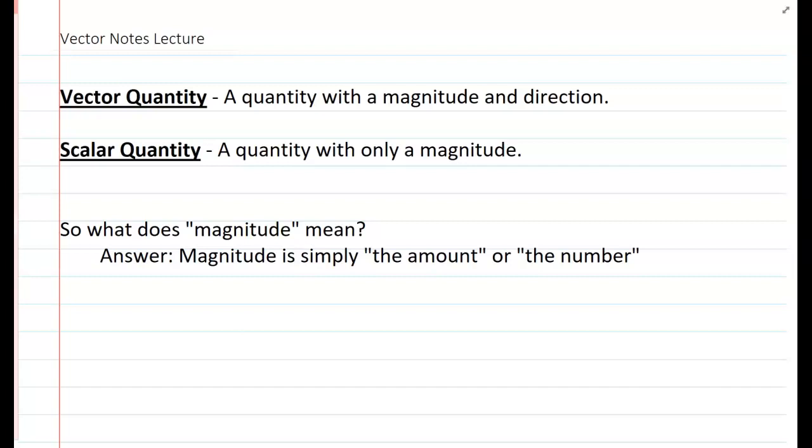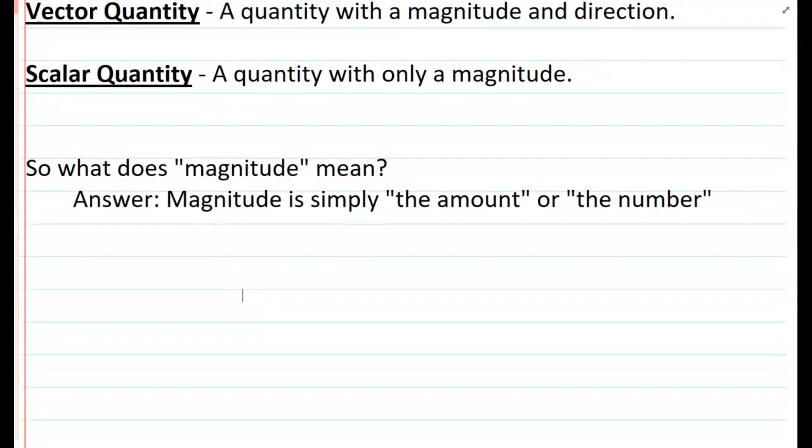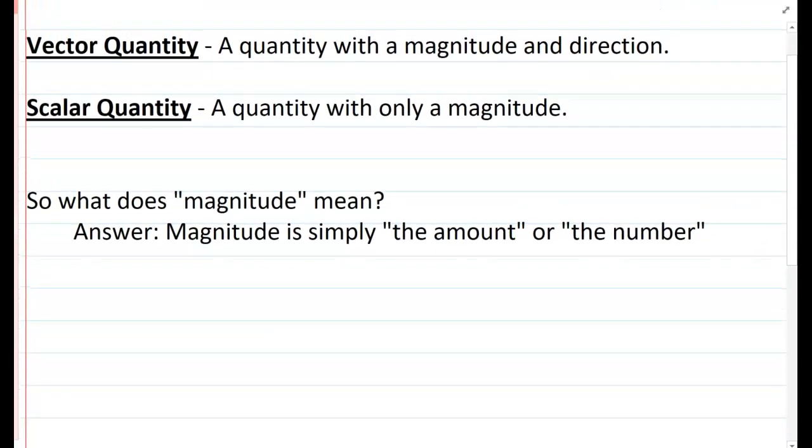Let's just look at the definitions, and in and of themselves they're not going to mean much to you, but let's just read them and then we'll unpack what they mean. A vector quantity is a quantity with a magnitude and direction, while a scalar quantity is a quantity with only a magnitude. So what does this word magnitude mean? Because it shows up in both definitions. Well, magnitude simply means the amount or the number.